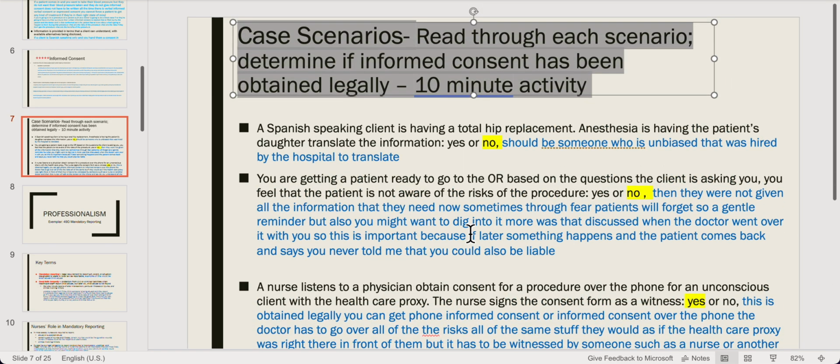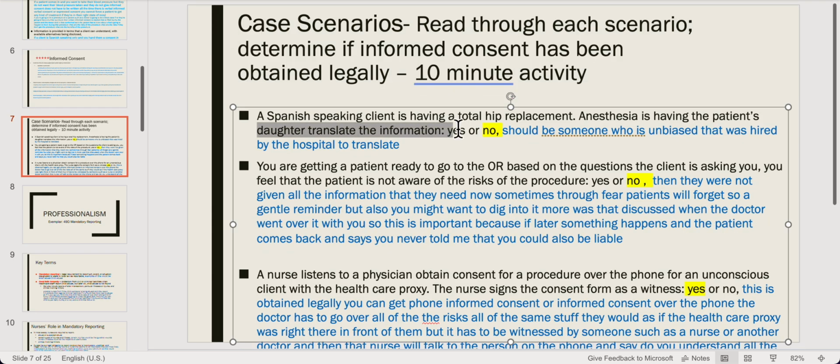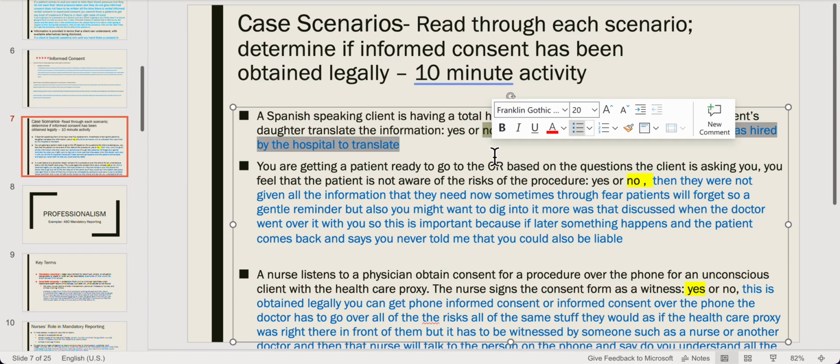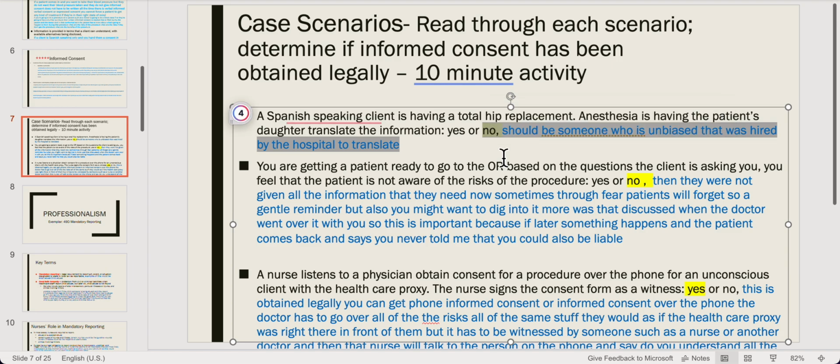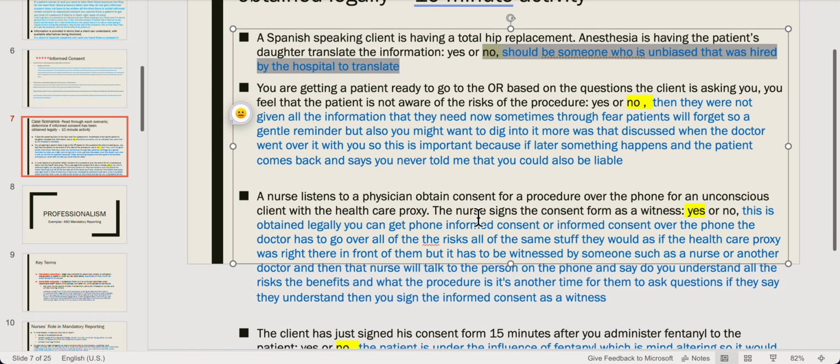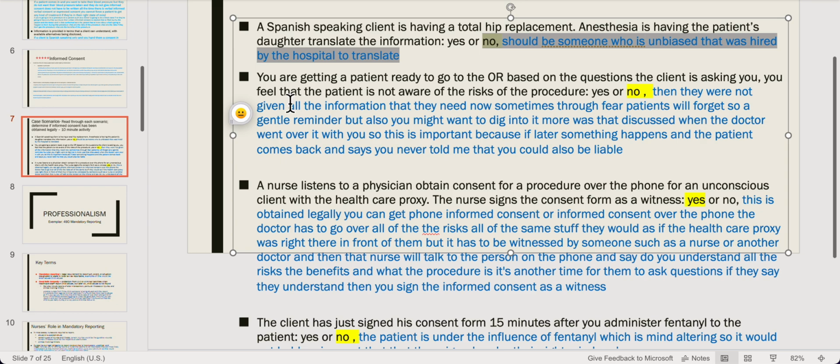So, case scenarios. Read through each scenario and determine if informed consent has been obtained legally. This is a 10-minute activity. A Spanish-speaking client is having a total hip replacement. Anesthesia is having the patient's daughter translate the information. No, it should be someone who is unbiased that was hired by the hospital to translate.